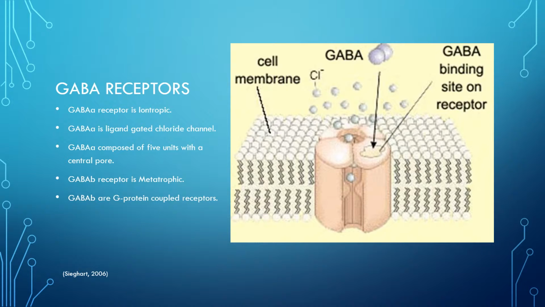GABA B receptor is metabotropic. It increases postsynaptic flow of potassium and slows presynaptic calcium. This hyperpolarizes the postsynaptic cell and prevents an action potential.